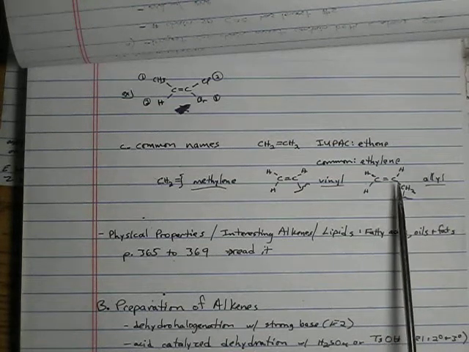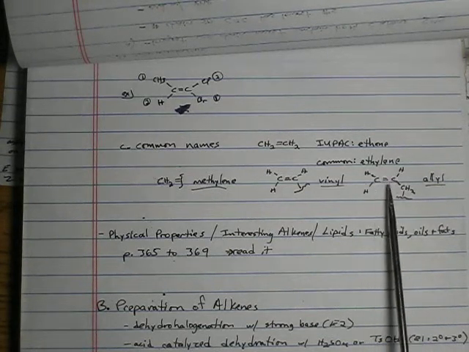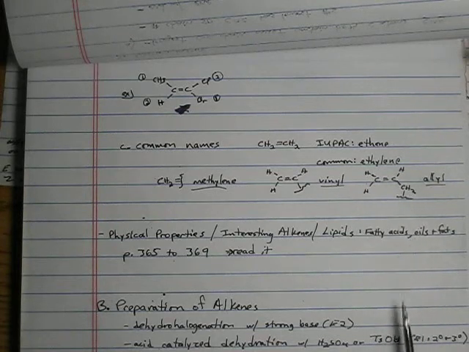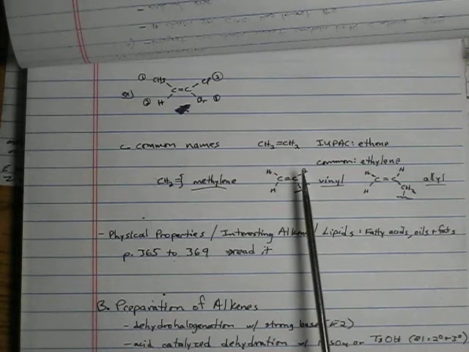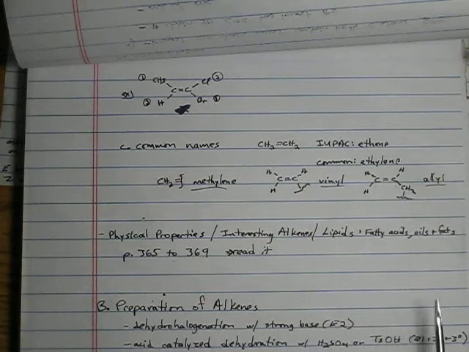If you have a vinyl group here, but you have a CH2 attached to it or another carbon attached to it, this 3-carbon group of an alkene is called an allyl group. So the 2-carbon group of the alkene is the vinyl group. The 3-carbon group of the alkene is the allyl group. All right, that's enough for this video.